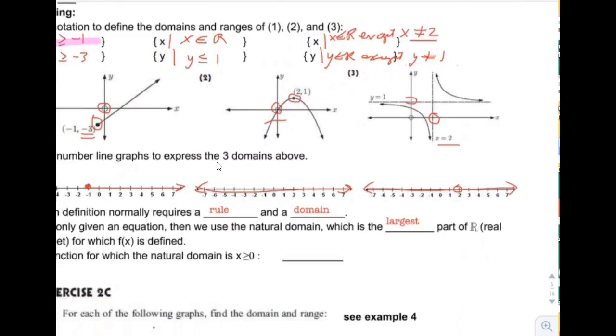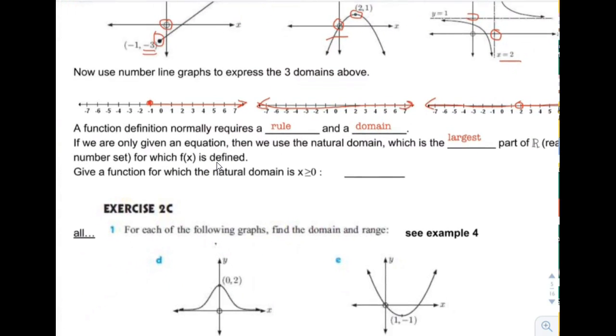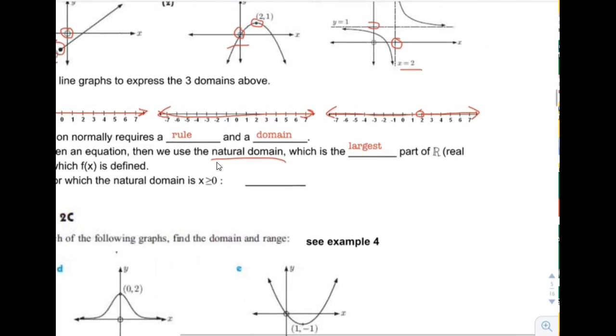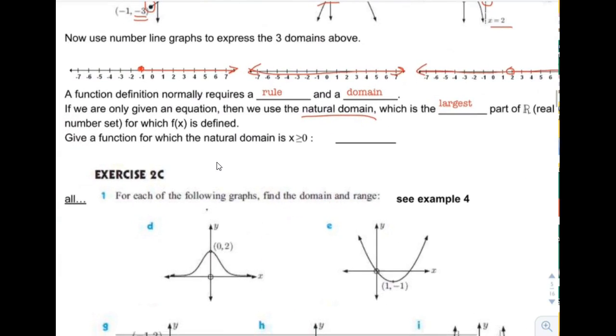Okay? Alright. A function definition normally requires a rule and a domain. If we are only given an equation, then we use the natural domain, which is the largest part of the real number set for which the function is defined. Give a function for which the natural domain is x is greater than or equal to 0.